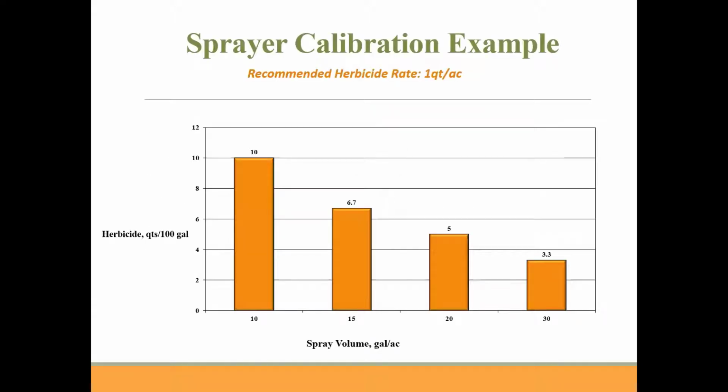So in this example, the broadcast herbicide application calls for a quart per acre of chemical. It's probably pretty easy to assume that the amount of herbicide will vary greatly if your sprayer puts out 10 gallons per acre or 30 gallons per acre. The example demonstrates that in a 100-gallon tank, you need 10 quarts of chemical per tank if you were to put out 10 gallons of spray volume per acre, versus on the other side, 3.3 quarts of chemical per tank if you put out 30 gallons of spray volume. Thus, the chemical needs to be more diluted.